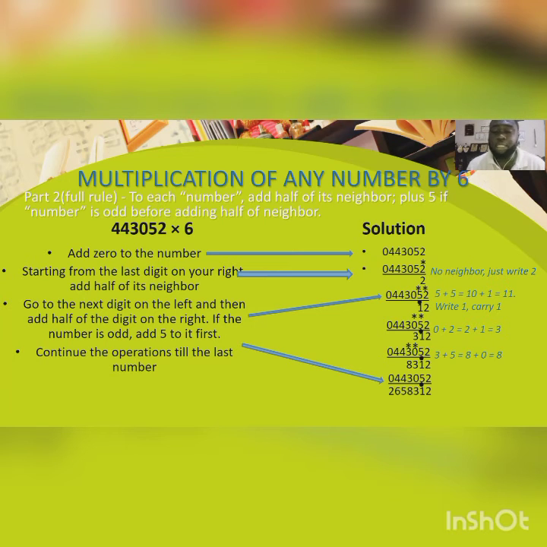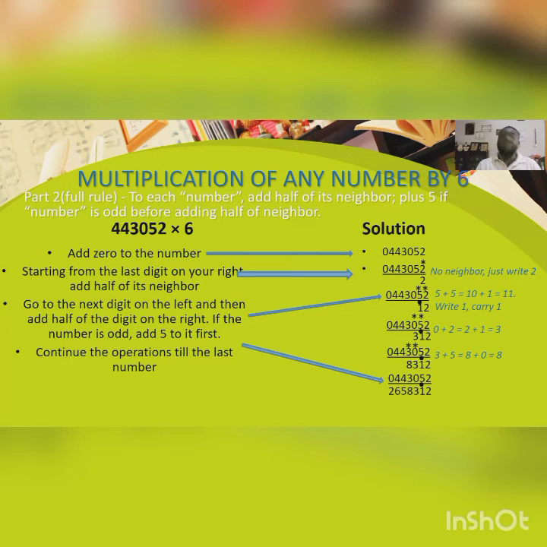We go to the next number. We have a 4. Now 4 plus half of 3 is 1. So 4 plus 1 is 5. The next number is 4. So 4 plus half of 4. Half of 4 is 2. So 4 plus 2 is 6. And then the last number is 0 plus half of 4. Half of 4 is 2. So 0 plus 2 is 2. So you have your number.